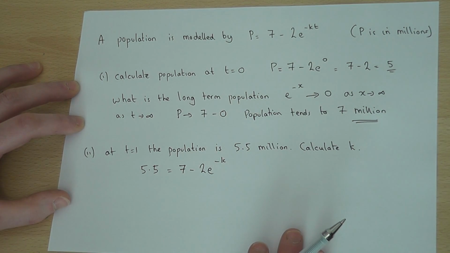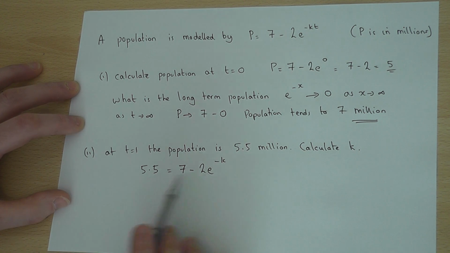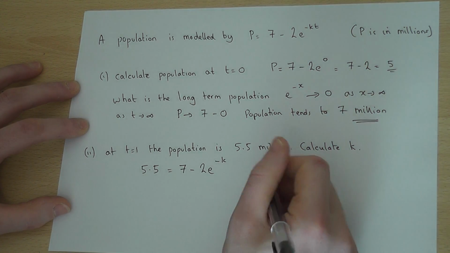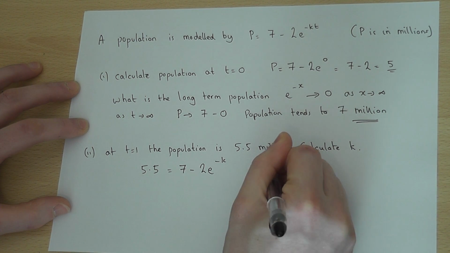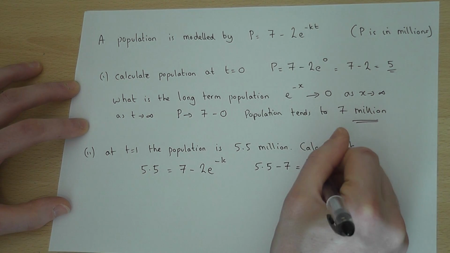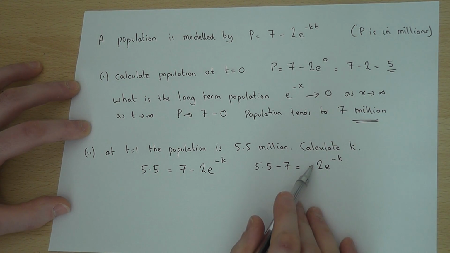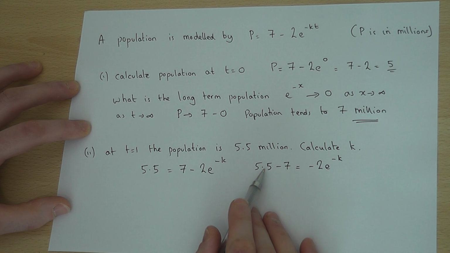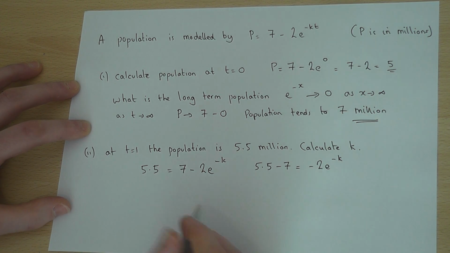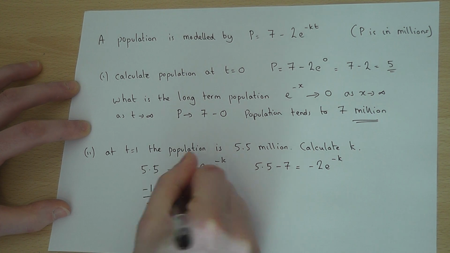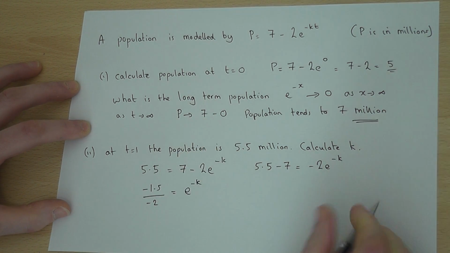So to find k, we must rearrange this equation to get k equals. So we do this in quite a few easy steps. I begin by taking away 7. So 5.5 take away 7 equals minus 2e to the minus k. I can then divide by minus 2, and that of course is minus 1.5. So minus 1.5 over minus 2 equals e to the minus k.